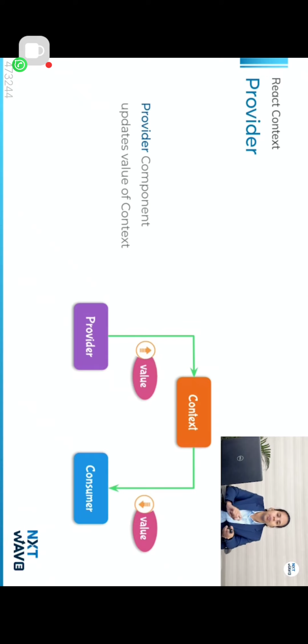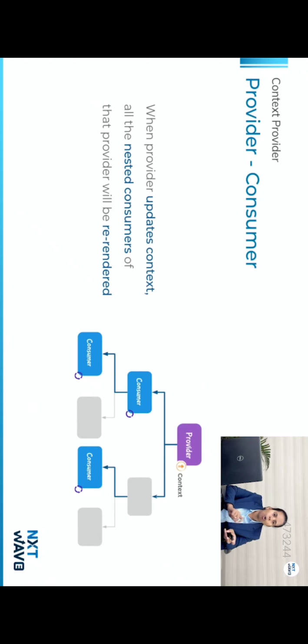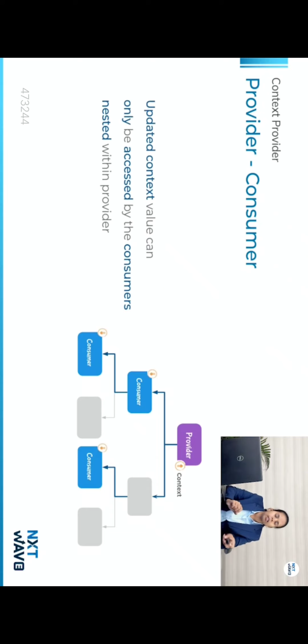Here there's one important point to note. Only the consumer components which are nested within the provider will get re-rendered. When the provider updates the context, only the consumer components nested inside the provider component will be re-rendered. Another important point is that the updated context value can only be accessed by the consumer components which are nested within the provider. It's important here, right?